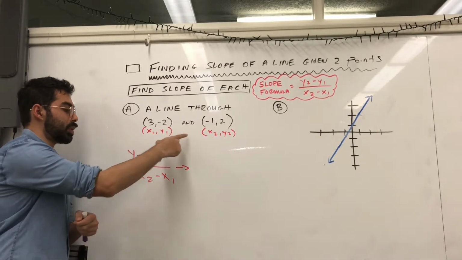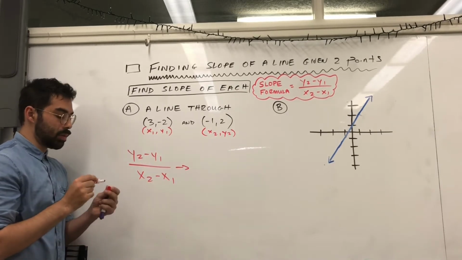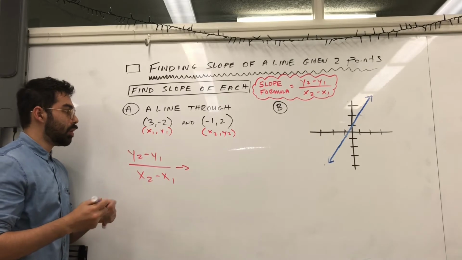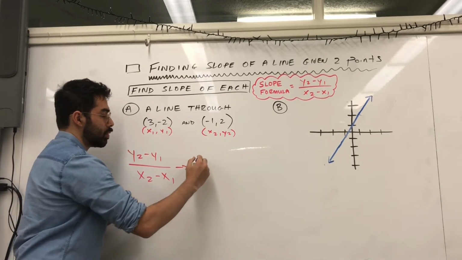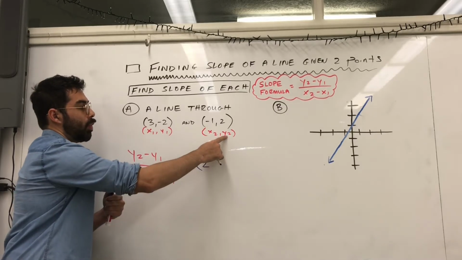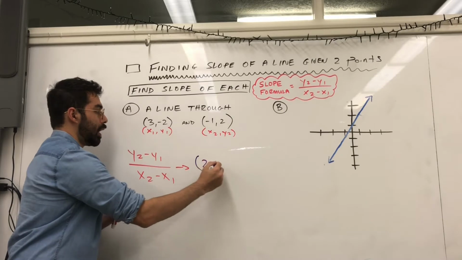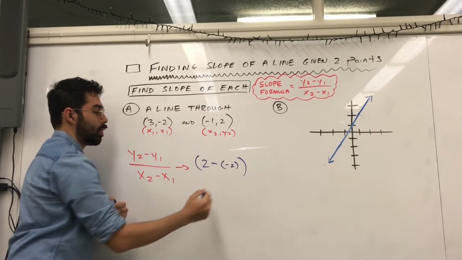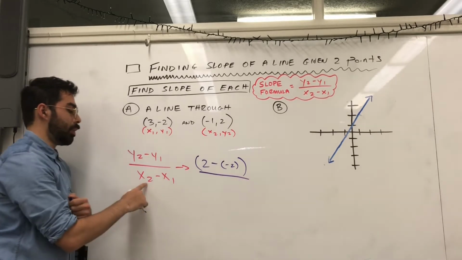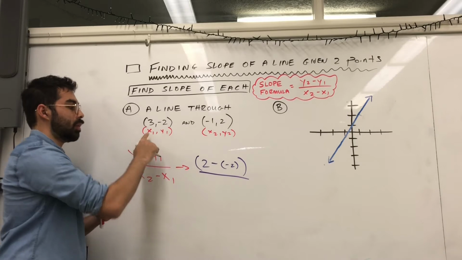Well, if I have these represented, all I have to do is plug these numbers in, okay? So what I'm going to do here is, what is my y2? My y2 is 2. y2 minus y1, so that's 2 minus a negative 2, okay? And then I have my x2 minus x1, negative 1 minus 3.